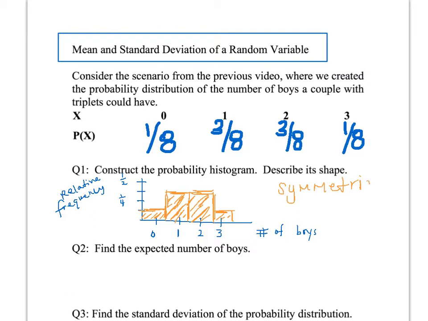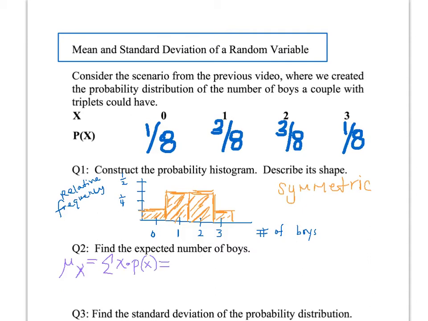Like with most distributions, we are interested in not only the shape, but the center and the spread as well. So the next goal is for us to find the expected number of boys. Expected value is just a fancy word for a weighted mean. In statistics, we represent it with the symbol mu, and we give it a subscript of the random variable, which we represent with a capital X. So this is equal to the sum of all of the x values times their respective probabilities.